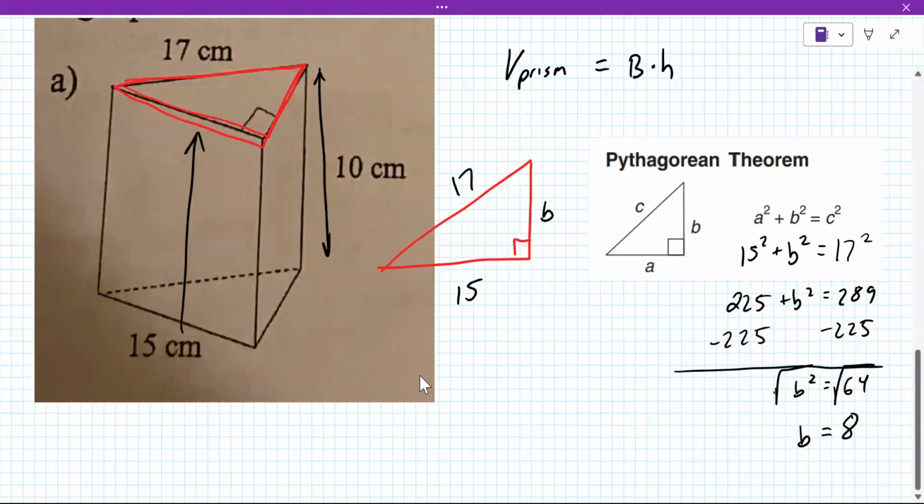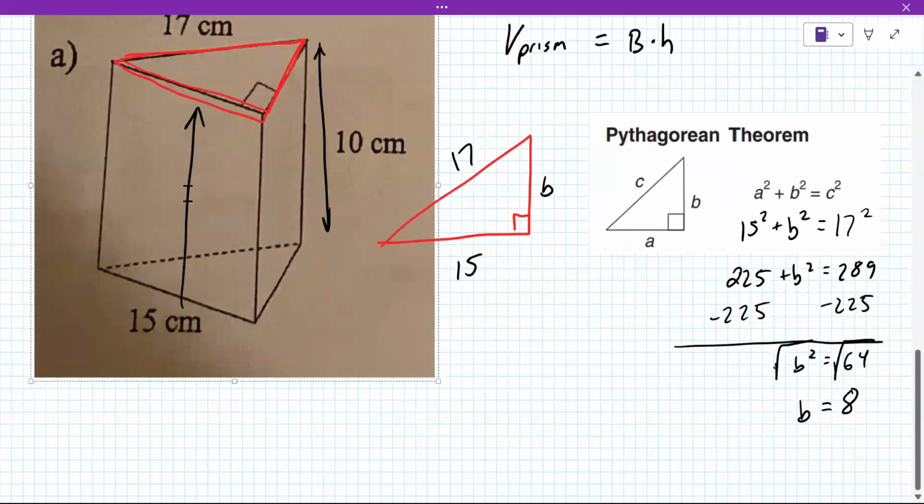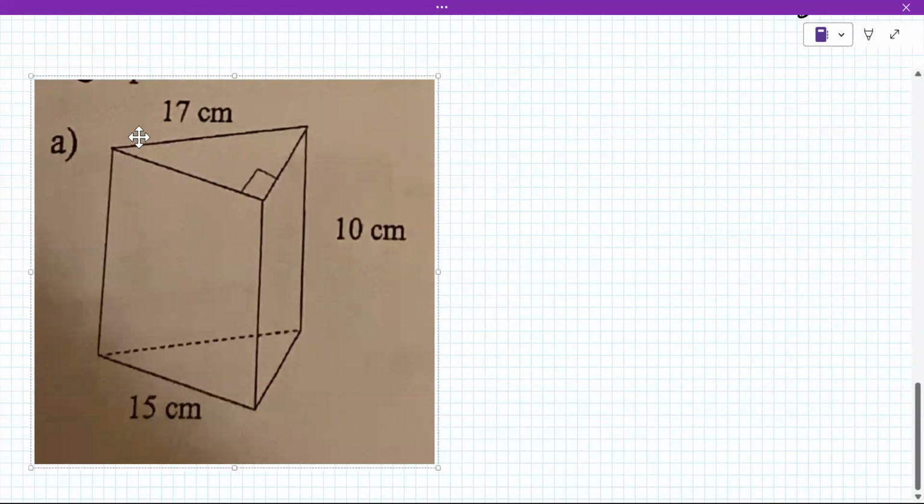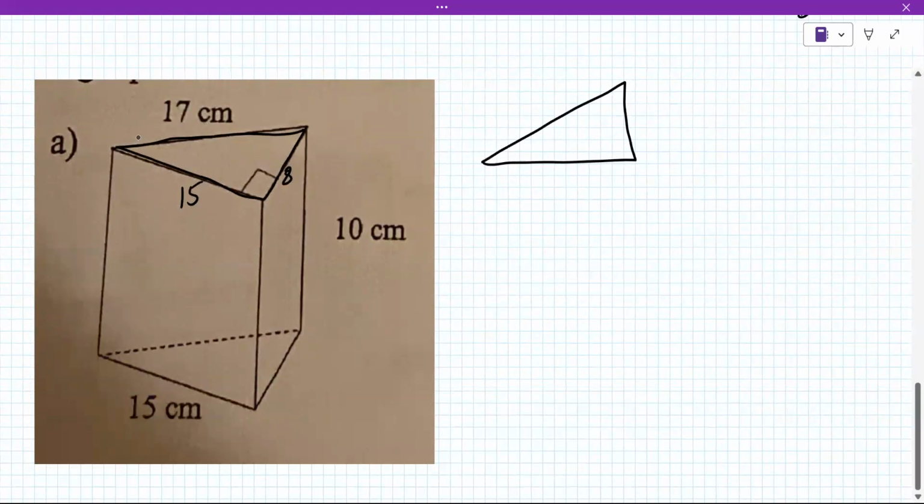All right. So here's what we're gonna do. We're gonna redraw this, and you don't have to do anything. I'm just gonna reframe the problem here. We have found that this is 8. I'm gonna redraw it over here. 8, 15. What is the formula for the area of a triangle? Area equals 1/2 BH. Perfect. Now, which is B and which is H in this triangle?